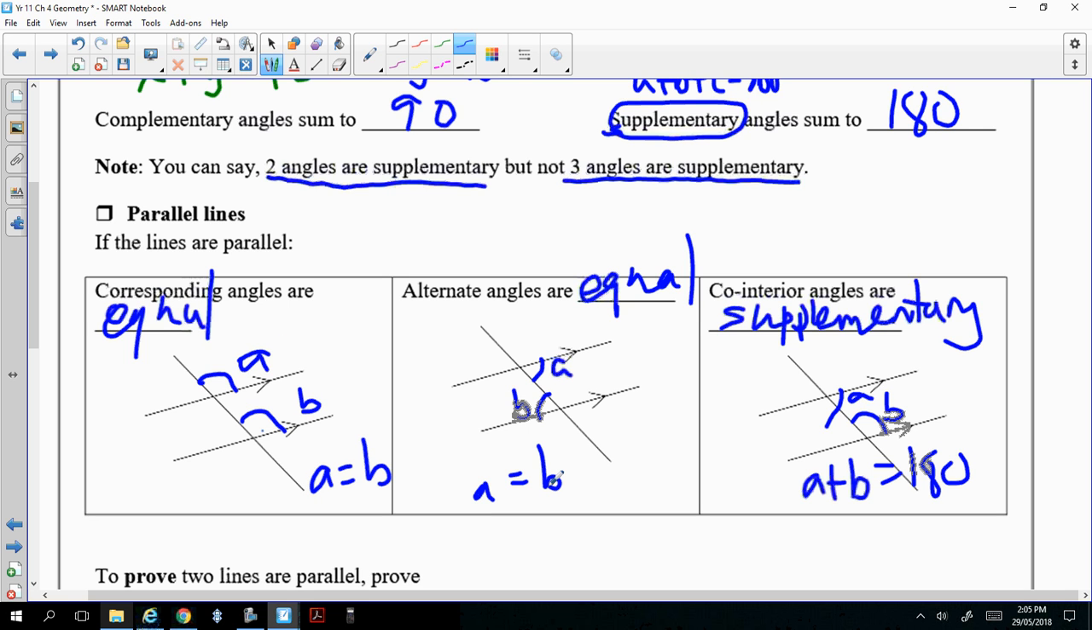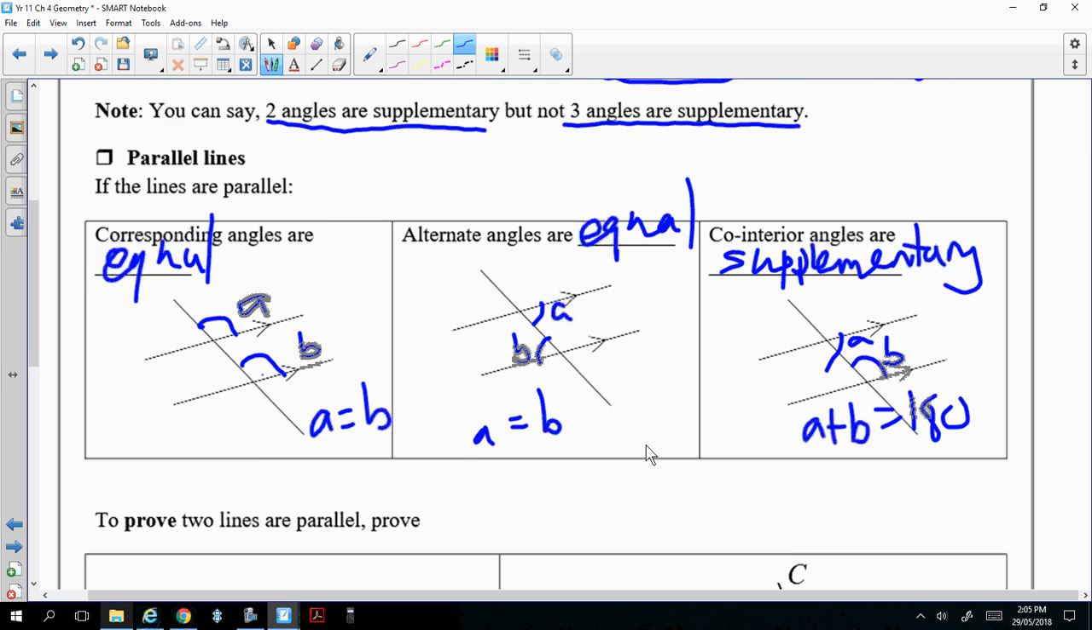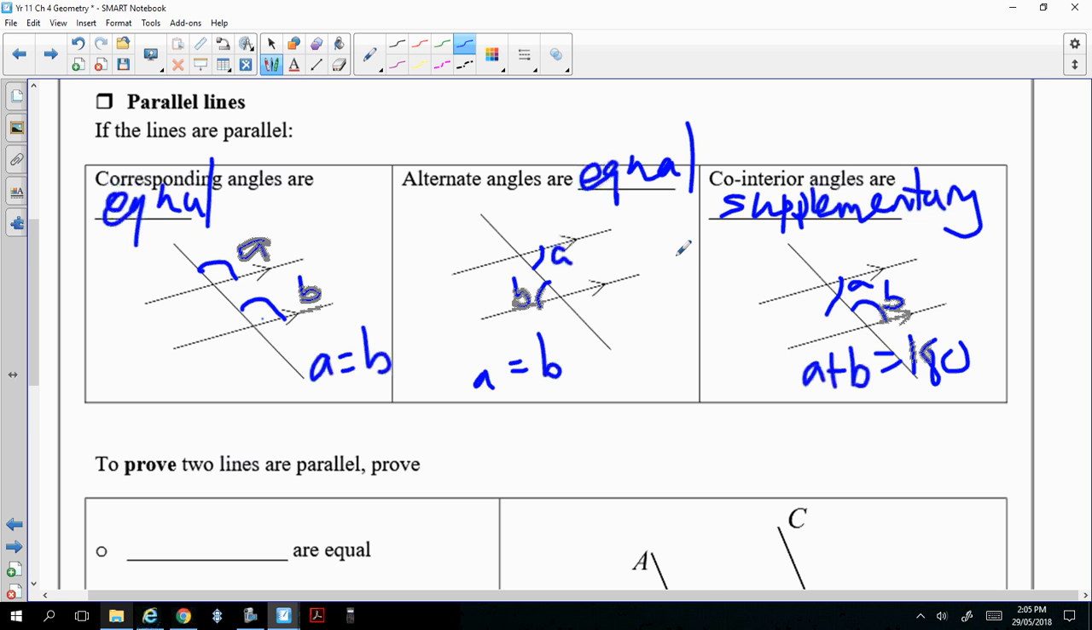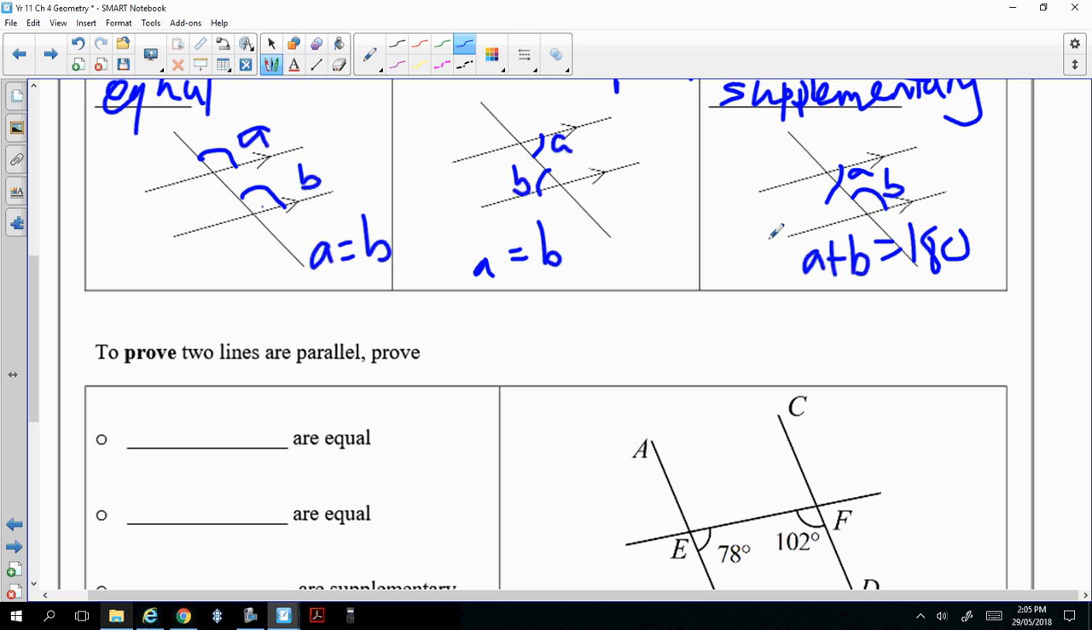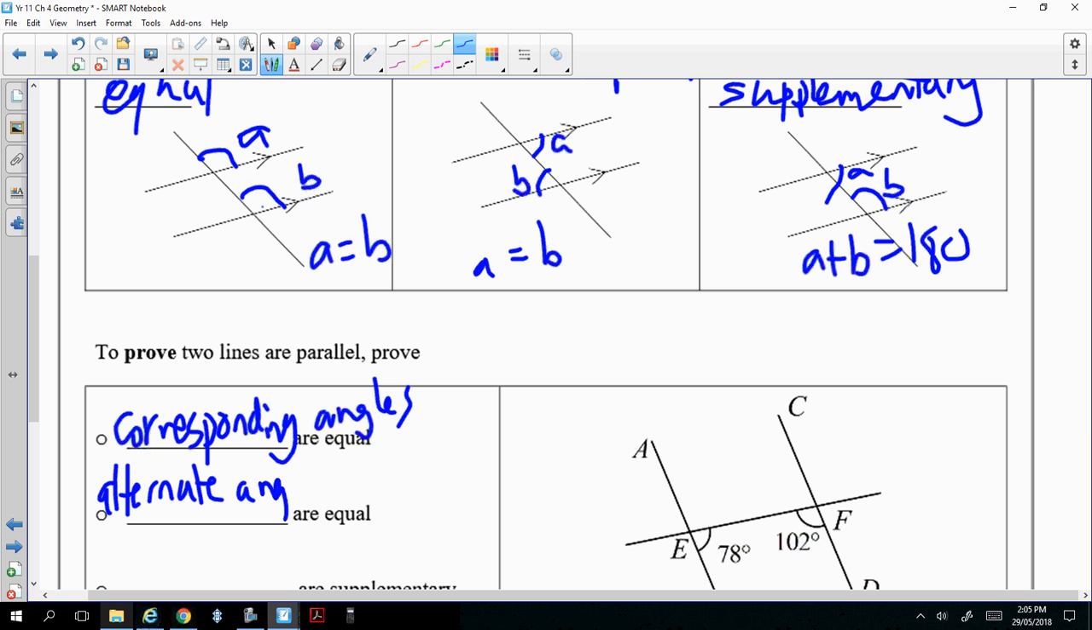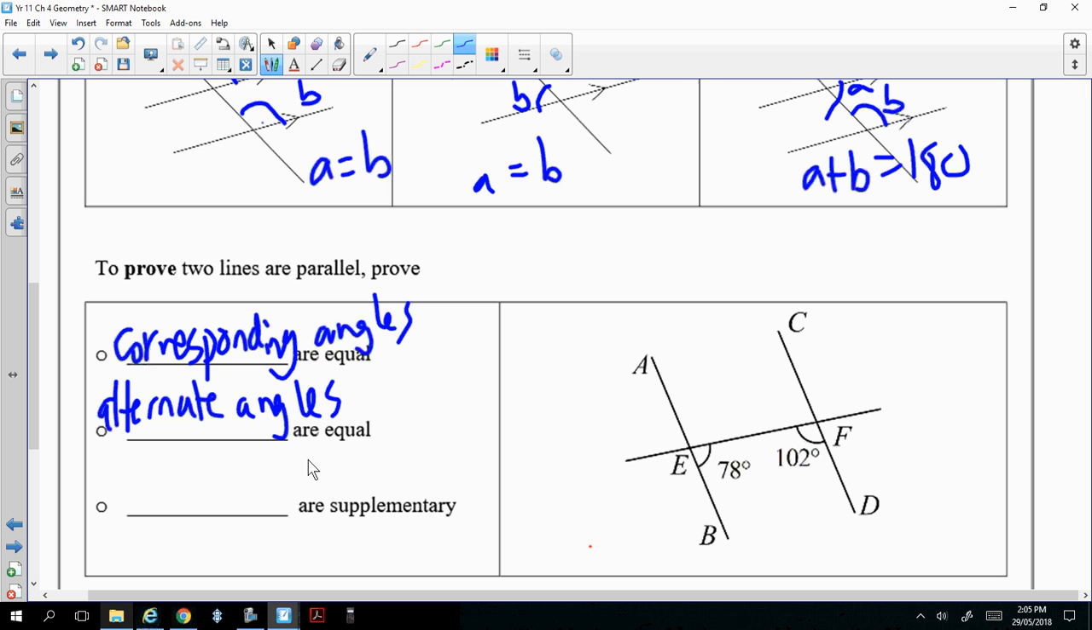Now, how do I prove lines are parallel? We just have to prove these three properties exist. To prove lines are parallel, we just have to prove the corresponding angles are equal, or the alternate angles are equal, or the co-interior angles are supplementary.